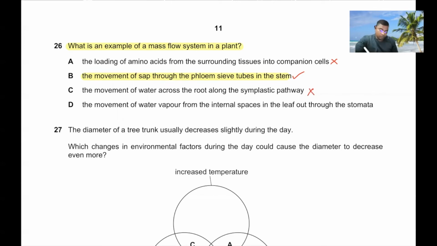The movement of water across the root along the symplastic pathway, well, that is not mass flow. The movement of water vapor from internal spaces in the leaf out through the stomata. Well, that is not mass flow as well. So option B is the correct answer.